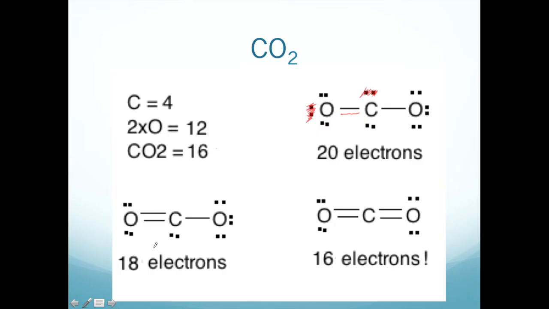Okay, so better than 20, but still not 16. So we probably have to do this one more time. So again, we'll pick 2 atoms that are connected to each other. So let's pick the carbon and the other oxygen. We'll remove a lone pair from the carbon, remove a lone pair from the oxygen, and draw another bond between them. And that's how we get this molecule here.